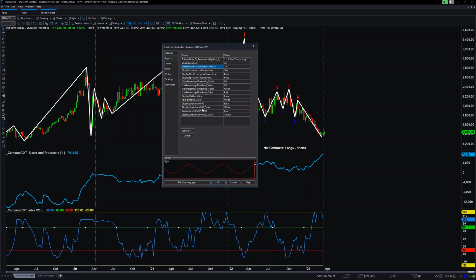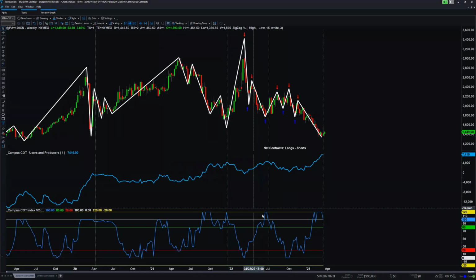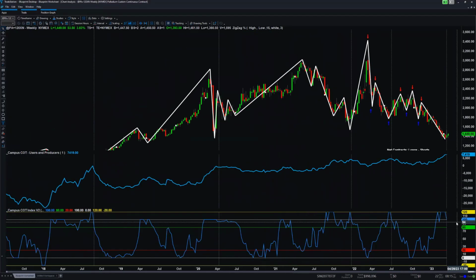So we have the line at 0 and 100, and I have a false here. So if I'm going to put a true here, then you can see that white line, that's now the 100 and the 0 line. And whenever the commercials go above the 100, then it means, hey, we're now at a 3-year extreme.